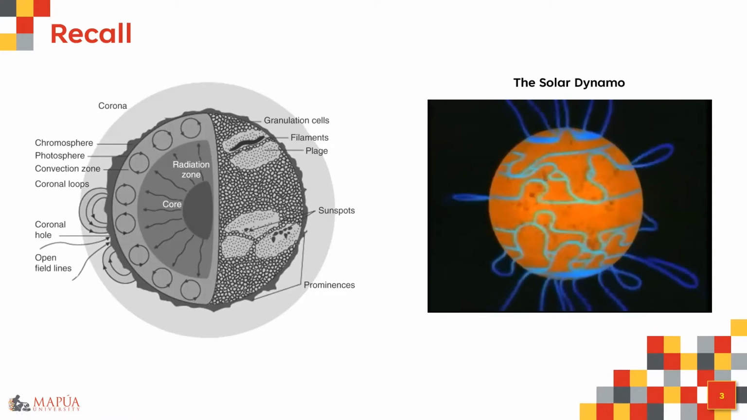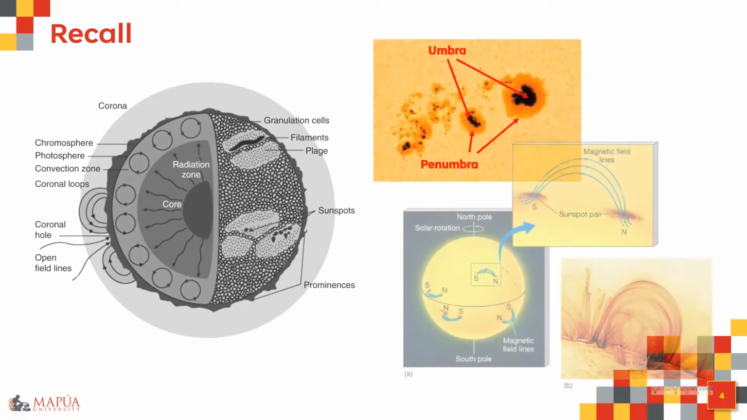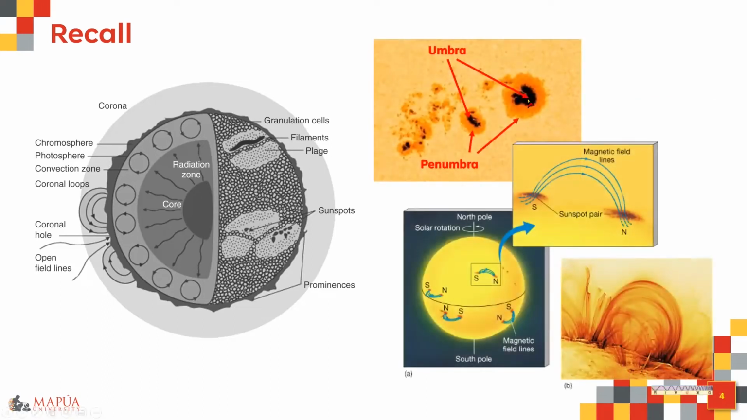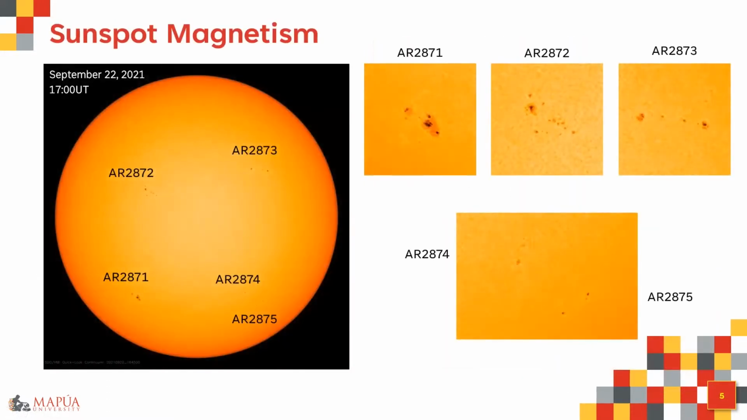Because of the solar dynamo model, we were able to explain the formation of sunspots, which are magnetically active portions of the sun, more active than normal, wherein we could observe what we call coronal loops. We also had some illustration of how these sunspots are identified from the solar disk. We call the sunspot groups active regions.